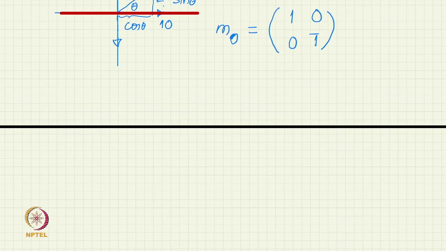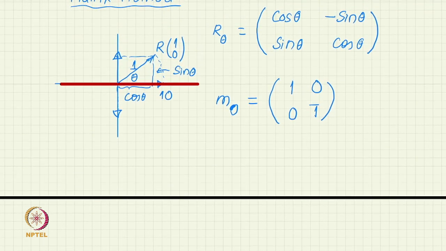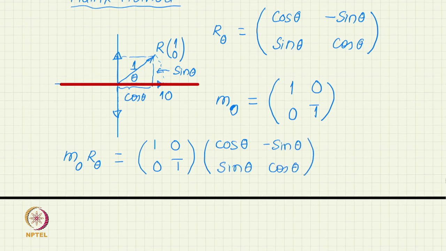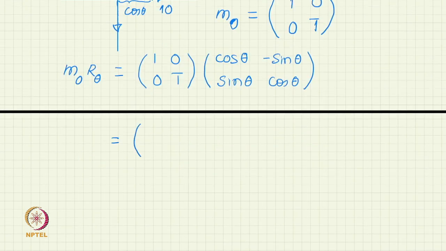So, all you have to do now is to combine these two operations. Let us say we first apply R theta and then we reflect, that is how we were doing it in the stereogram also. So, what is rotation by theta combined with a mirror reflection which is inclined at 0 degrees to the x axis? That is what we are trying to find. So, 1 0, 0 bar 1, multiplied by cos theta, that is a simple matrix multiplication.